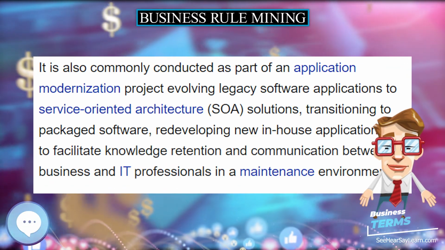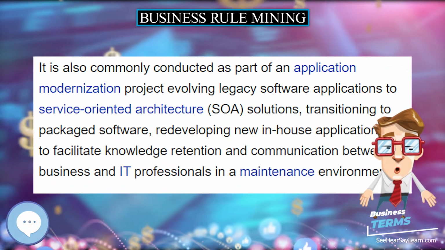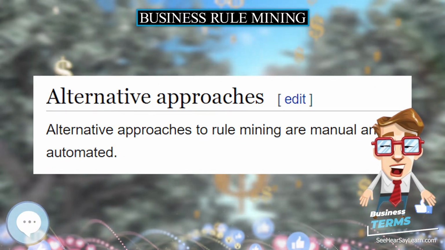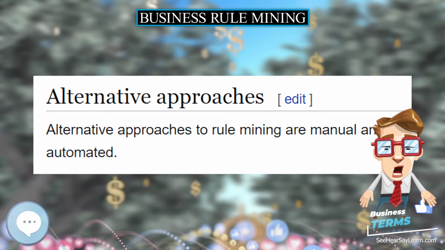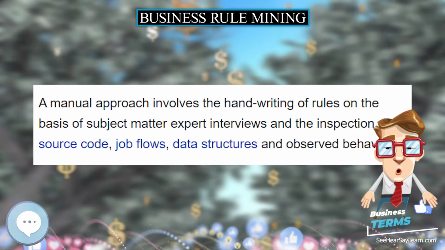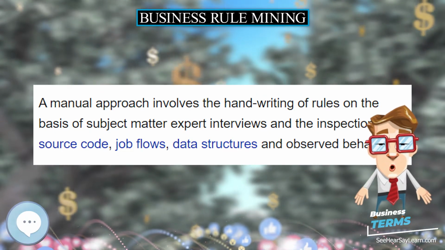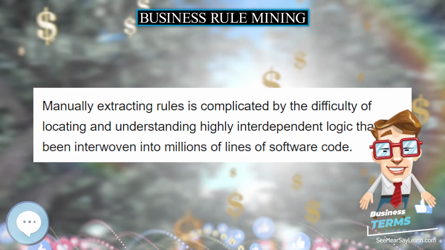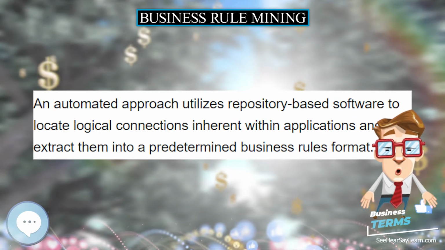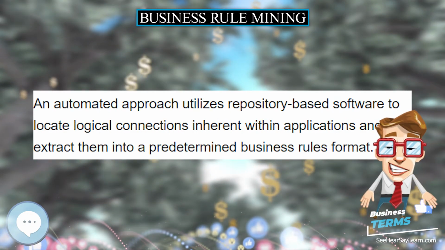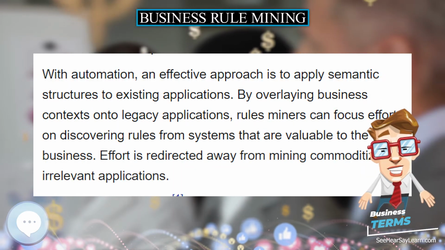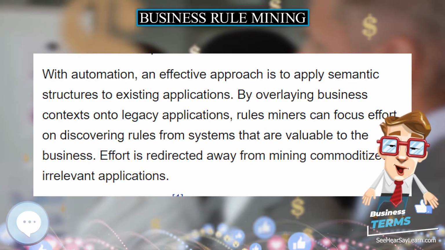Alternative approaches. Alternative approaches to rule mining are manual and automated. A manual approach involves the handwriting of rules on the basis of subject matter expert interviews and the inspection of source code, job flows, data structures and observed behavior. Manually extracting rules is complicated by the difficulty of locating and understanding highly interdependent logic that has been interwoven into millions of lines of software code.